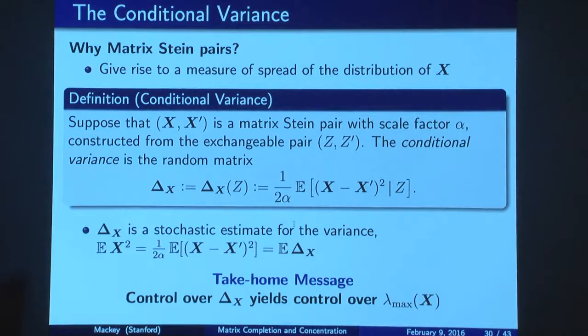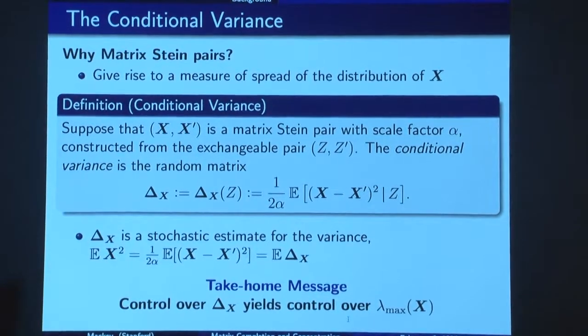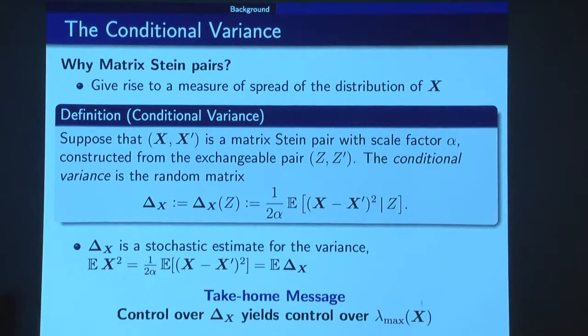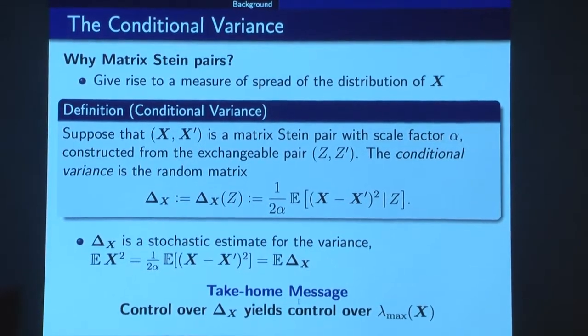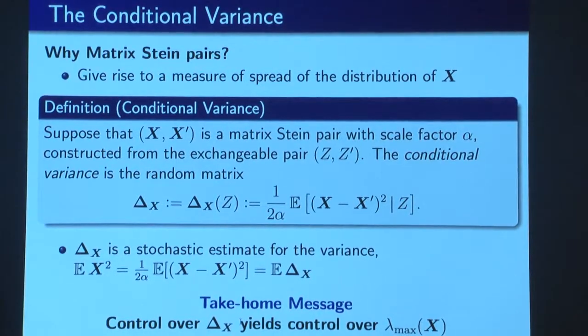And the take-home message, so if you take away nothing else from this part of the talk, it should be this one point, which is that control over delta X actually gives you control over the maximum eigenvalue of X. So if you want tail probabilities for X, you can look at delta X and show that it doesn't grow too quickly.